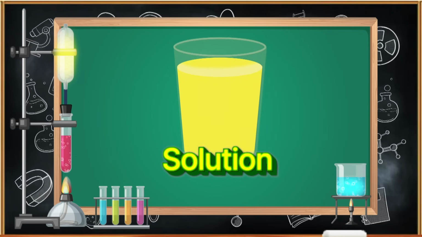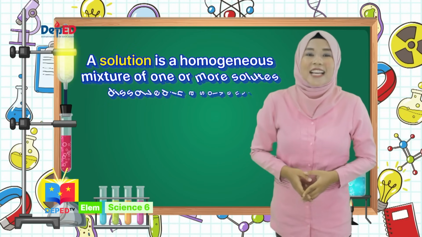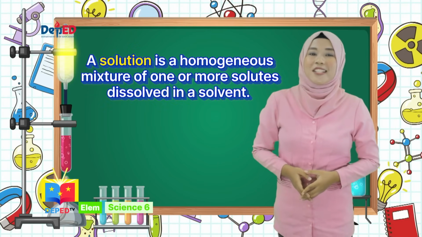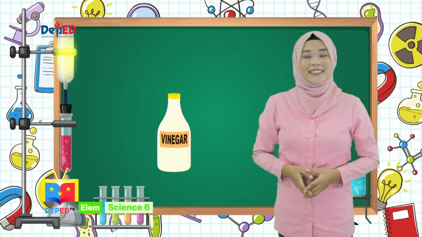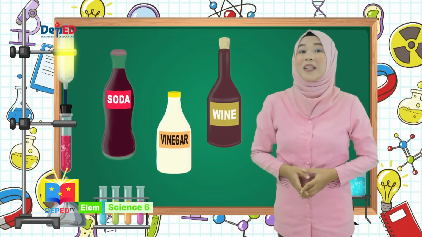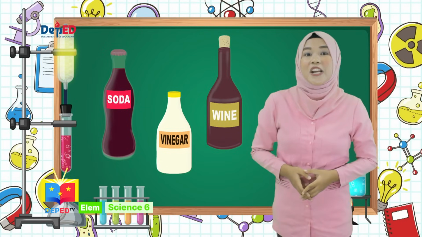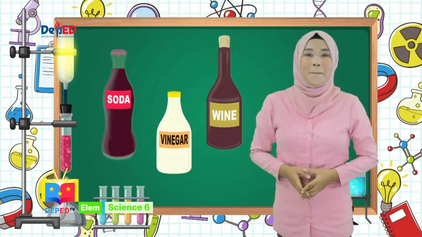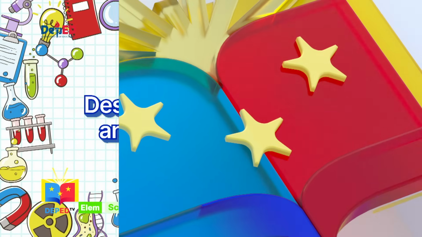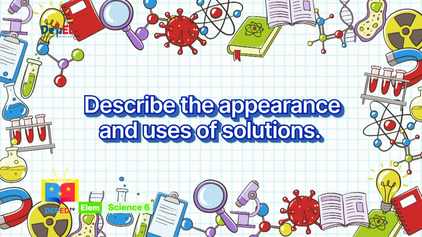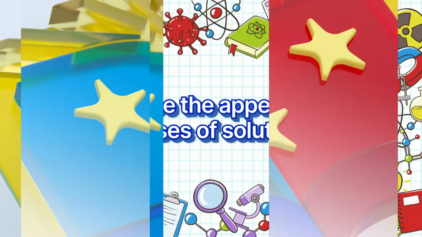But what is a solution? A solution is a homogeneous mixture of one or more solutes dissolved in a solvent. Most of the household materials that can be found at home, like soda, vinegar, and wine, are examples of solution. At the end of the episode, you will be able to describe the appearance and uses of solutions.